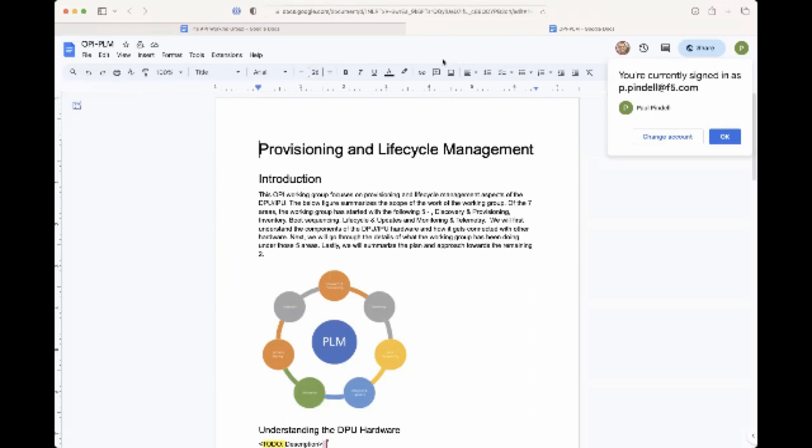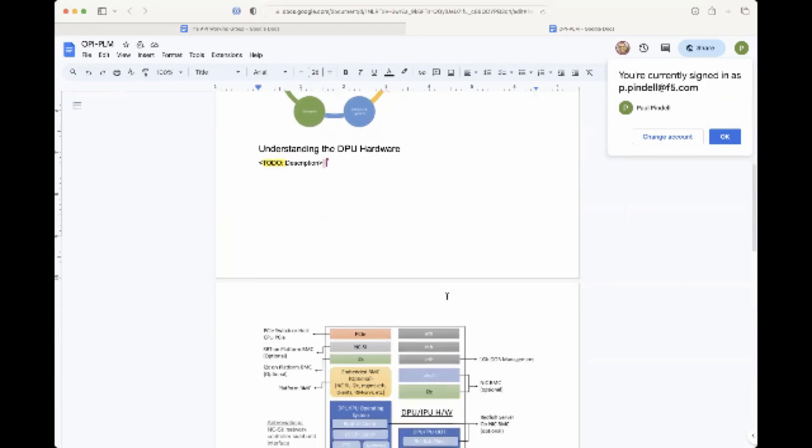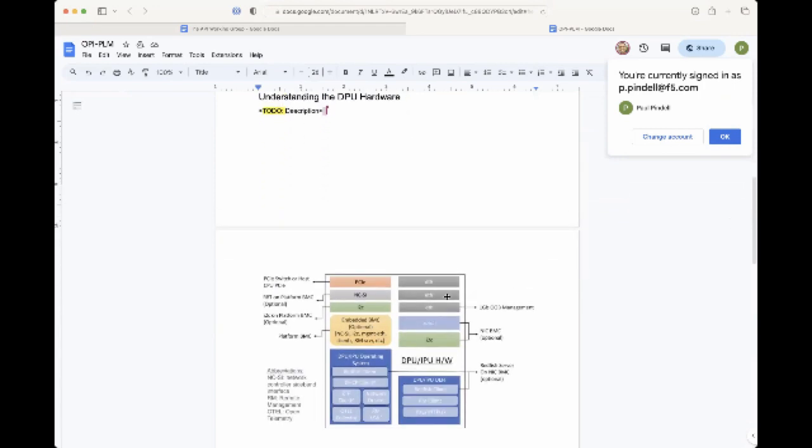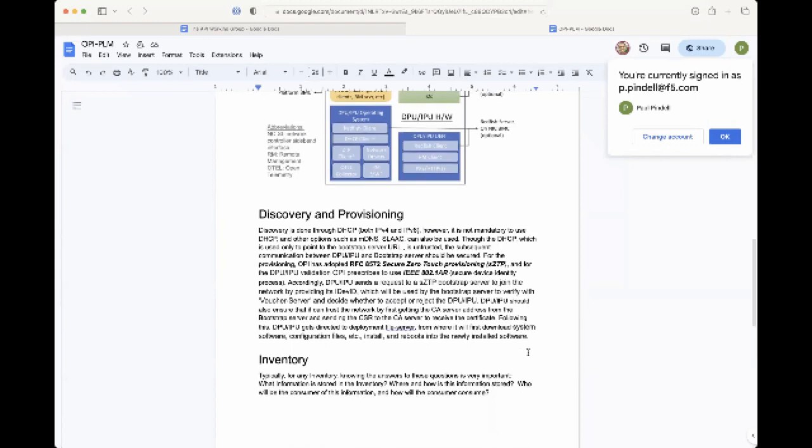Yes, yes, yes. So just start with a quick introduction: what is the overall scope of the PLM working group? Then, before we explain each of these aspects, we first want to introduce a quick overview of the DPU hardware itself. So in the next section, I want to explain what the DPU, IPU, and the hardware components are. I put a small summarized image for each, showing what a DPU, IPU hardware could include. And then I will describe the five different subsections for the PLM.